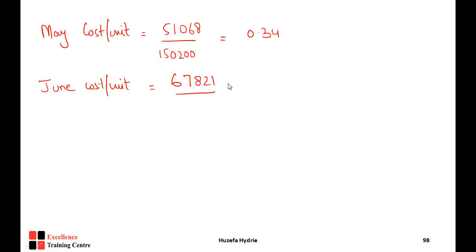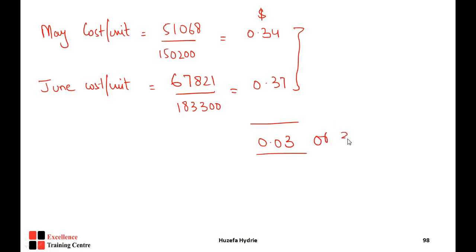What about June? In June, the cost per unit is 67,821 divided by 183,300. And what are we having as cost per unit? 0.37. So in June, the cost is 0.37, and in May, the cost is 0.34. So how much is the difference between these two? 0.03, or you can say 3 cents. Is everyone fine with that?